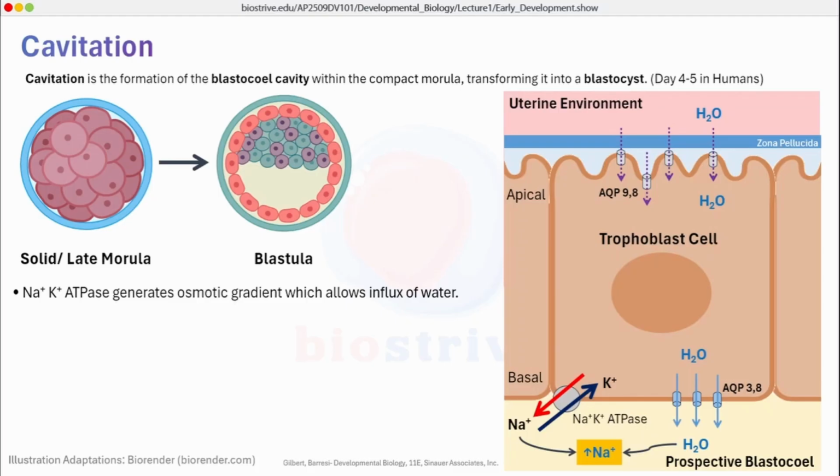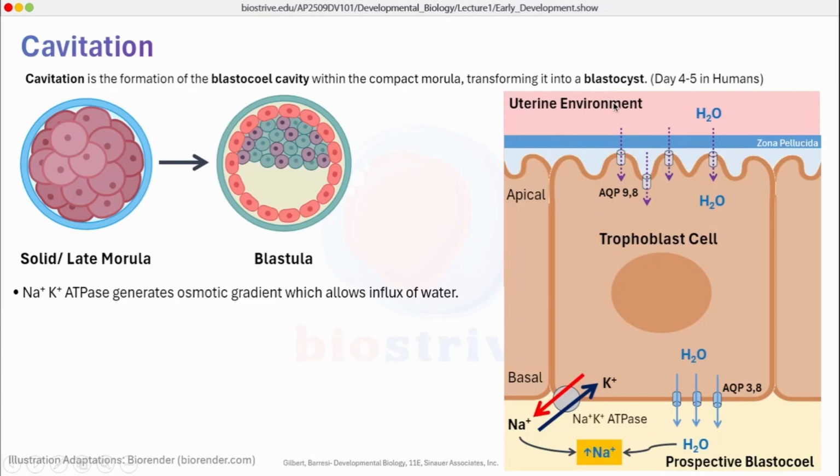But what is the primary source of this water? Is it the cytosol of this trophoblast cell, or is it some other kind of source? So the primary source of this water is the uterine environment. The uterine environment will start pushing some of its water content into these trophoblast cells through specific aquaporins which are present on the apical surface, and these are aquaporin 9 and aquaporin 8.